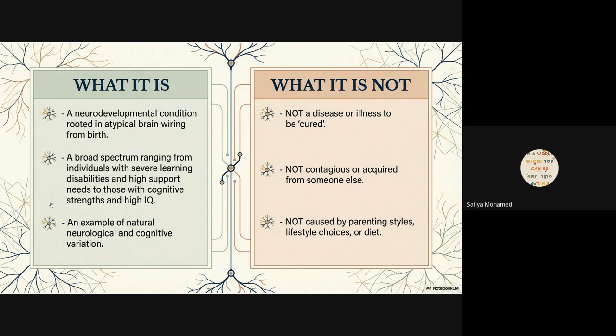It's not contagious. You cannot get it from sitting next to somebody. It's not like coronavirus. So please don't be scared if you come across somebody that you suspect might have autism. And it's also not caused by parenting style, lifestyle choices, or specific diets. Like we said earlier on, it is usually from birth that the person is born like that. The neurobiological wiring is autistic from birth.